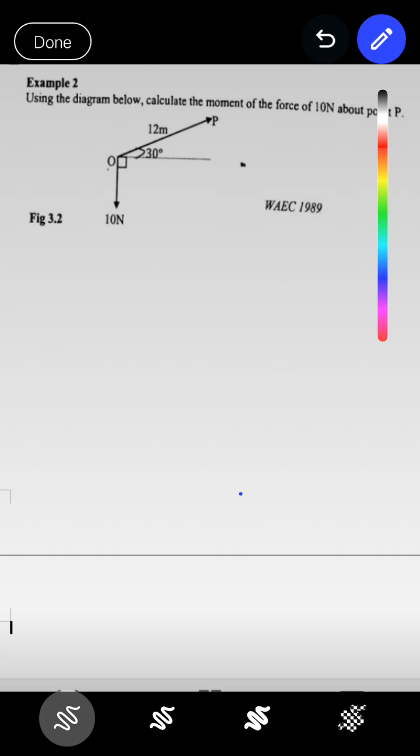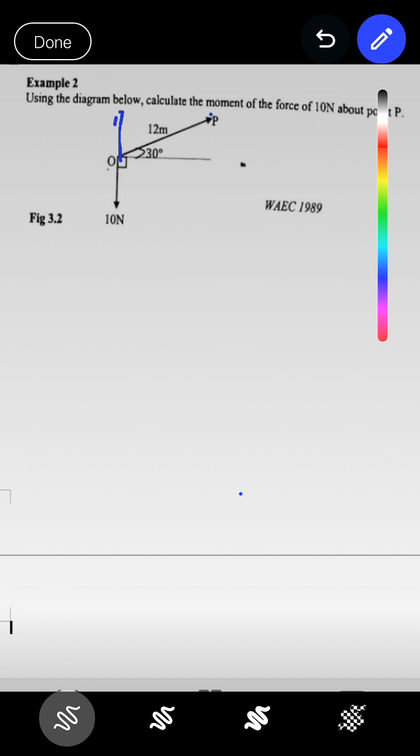If you observe, according to the diagram, the force is at a distance of 12 meters from the point P, but that is not the exact distance. That is not the perpendicular distance. So to get the perpendicular distance, let's extend the force. If we extend the force, the distance from this point to P, that is the perpendicular distance.